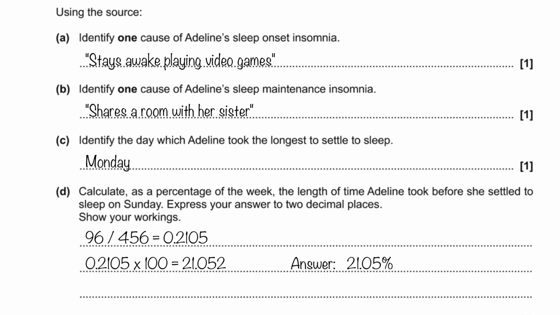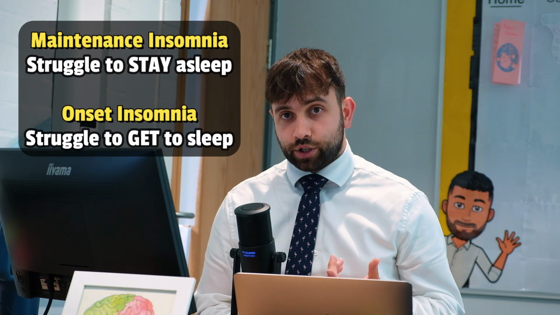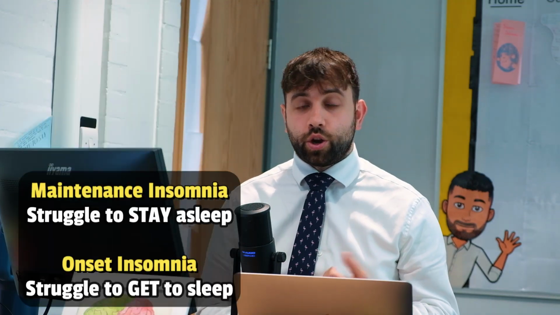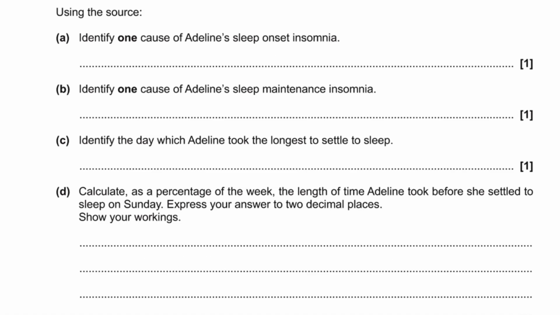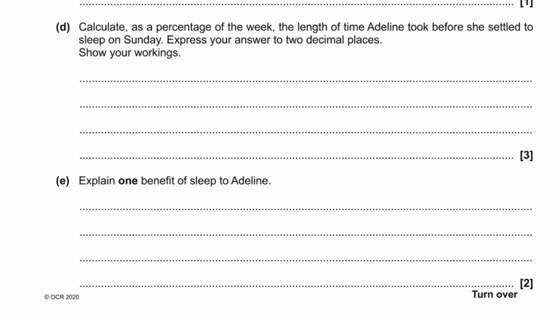However, just to note, maintenance insomnia means when we are unable to remain asleep. So compared to onset insomnia, which is when we can't get to sleep, maintenance insomnia is when you keep waking up over and over again at night. Now, as for the benefits of sleep, there are 3 that you need to know.